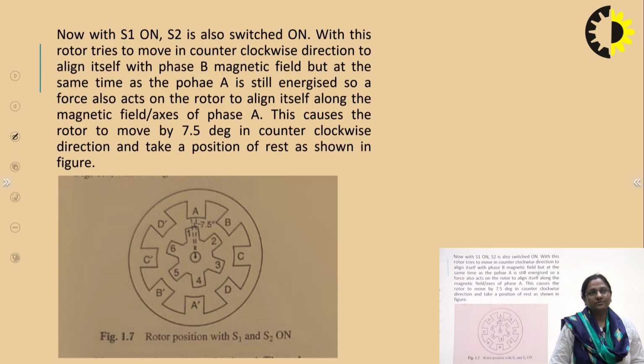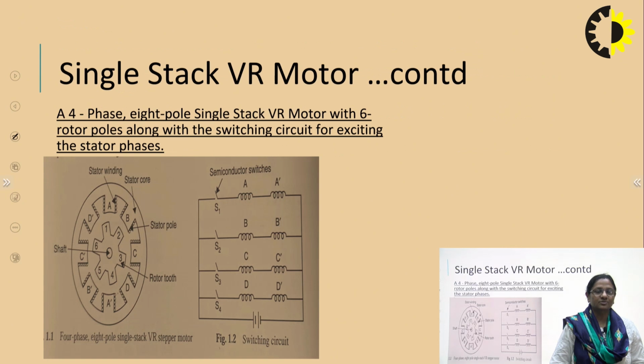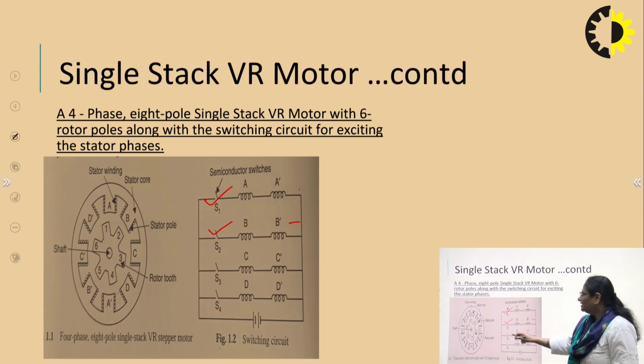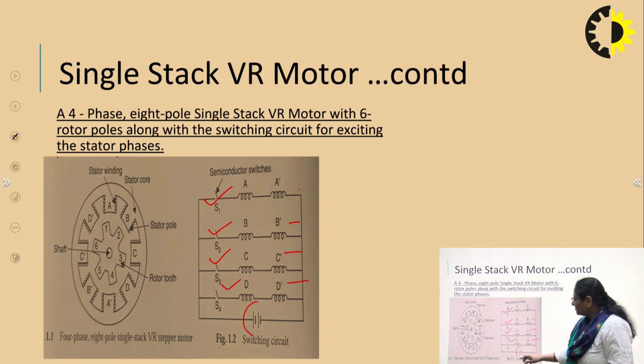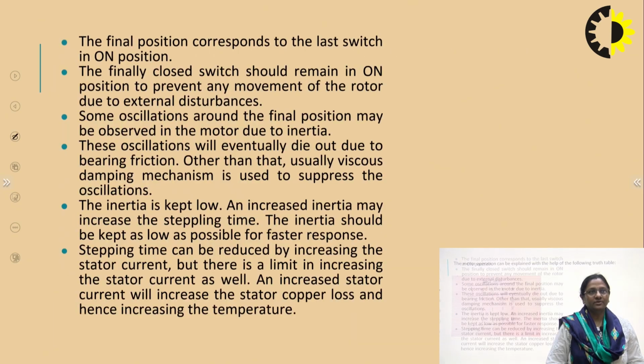Now with switch S1 on, S2 is also switched on. If you want to refer the switching diagram, let me show it to you, which we have already discussed previously. This is the switching diagram. S1 is energizing phase A, S2 is energizing phase B, S3 is energizing phase C, S4 is energizing phase D, right? A common supply is there to energize all the phases of the machine. So let us come back to what we were discussing.